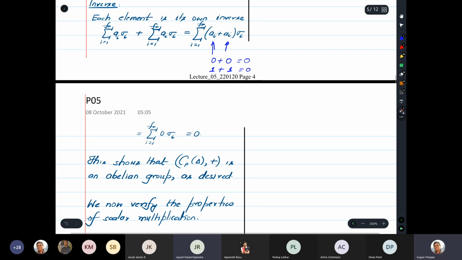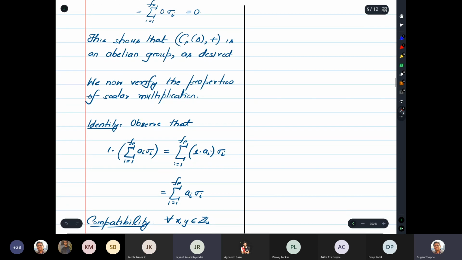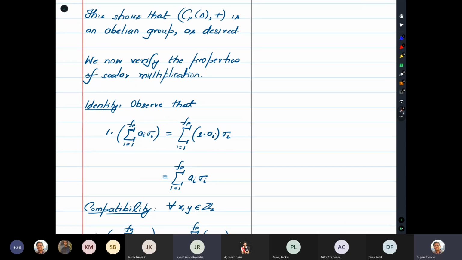So you can see that you took an arbitrary p chain, and we are claiming that it has an inverse, and it is a special inverse because the same element is its own inverse. You take this element, add it to itself, and we get back the identity element. So with this, we have managed to show that CP delta along with this addition operation is an abelian group, as desired. Let me pause here for a couple of seconds. If you have any questions on how we went about verifying that this is an abelian group, please ask. Otherwise, we can advance with verifying the properties of the scalar multiplication.